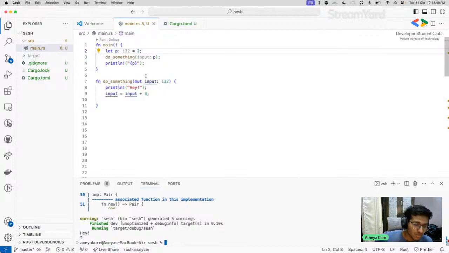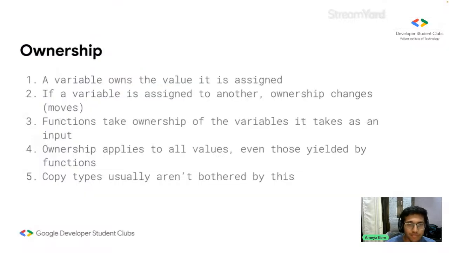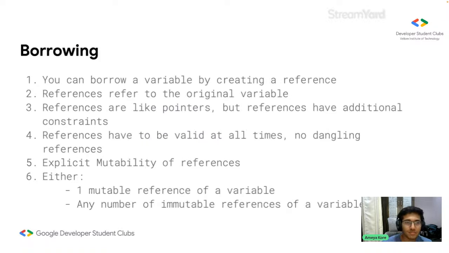Whereas a reference type like a String owns the data it refers to, but doesn't contain the data. So whenever you pass a String in or you assign a String, it doesn't copy the internal contents, because that's explicit behavior. That's the logic behind it, right? So that's why I said copy types aren't usually bothered by this.